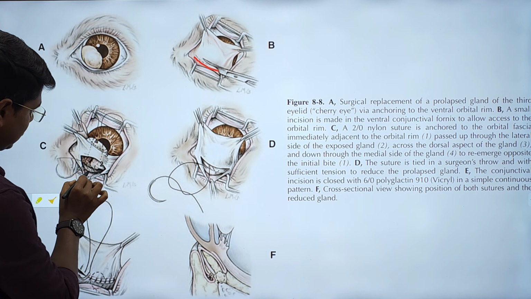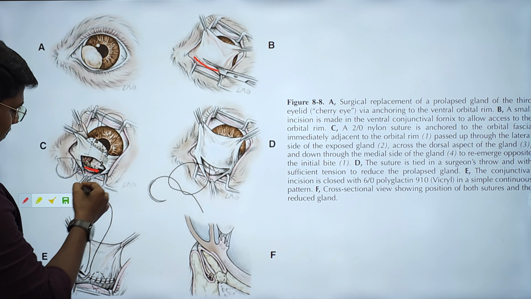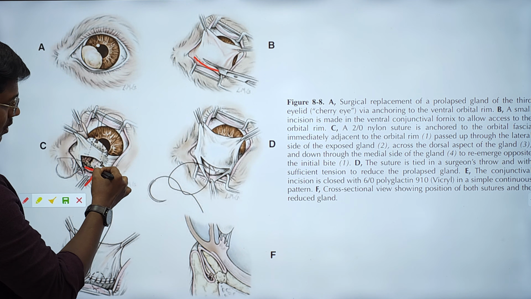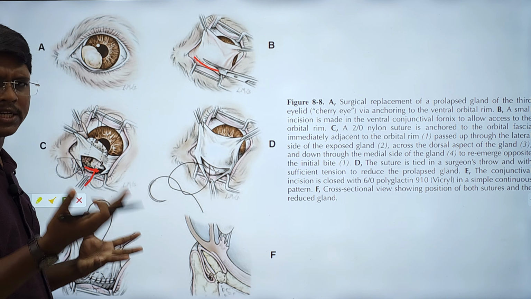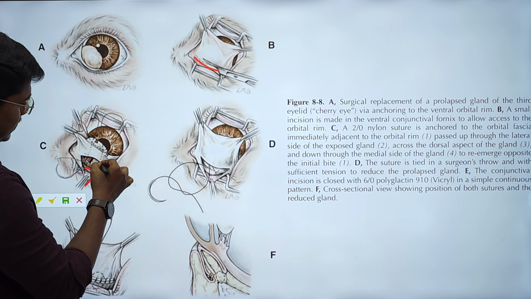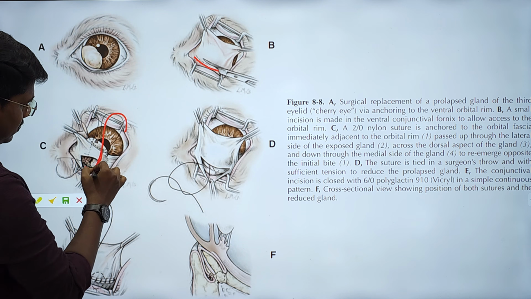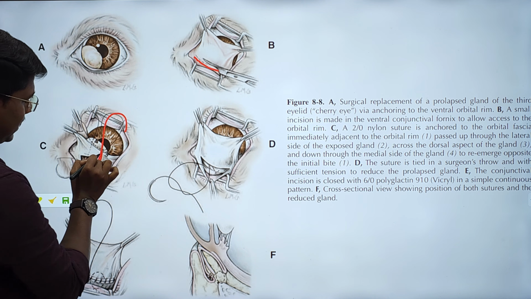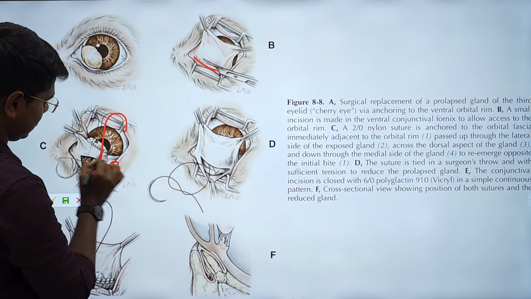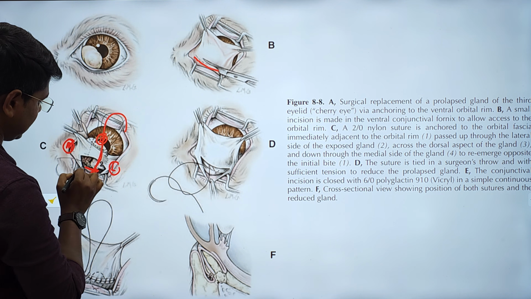Okay, so here is the orbital bone. You can see here the orbital bone. You have to take an incision like this. First take a bite over the orbital fascia or connective tissue. Then through the gland you have to remove this one like this, through the gland. Suppose this is the gland. This is the lateral side, this is the medial side, this is the dorsal side and this is the ventral side.